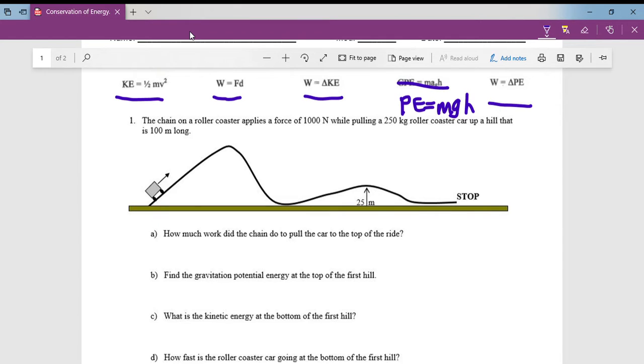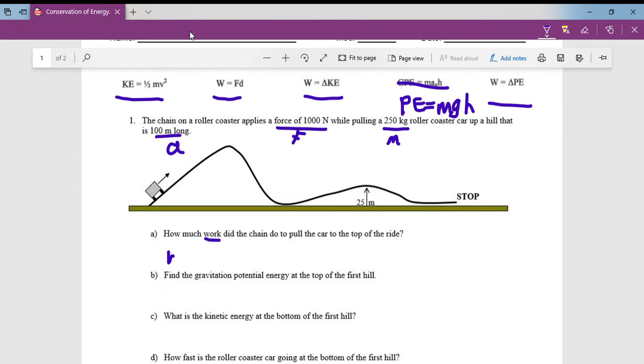All right, so let's look at our first problem. We have our roller coaster. The chain on a roller coaster applies a force of 1,000 newtons. So we have our force. It's pushing a 250 kilogram roller coaster, so kilograms means it's our mass, up a hill that is 100 meters long. So that's our distance. They want to know how much work the chain did to pull the car to the top of the ride. So we need to find work.